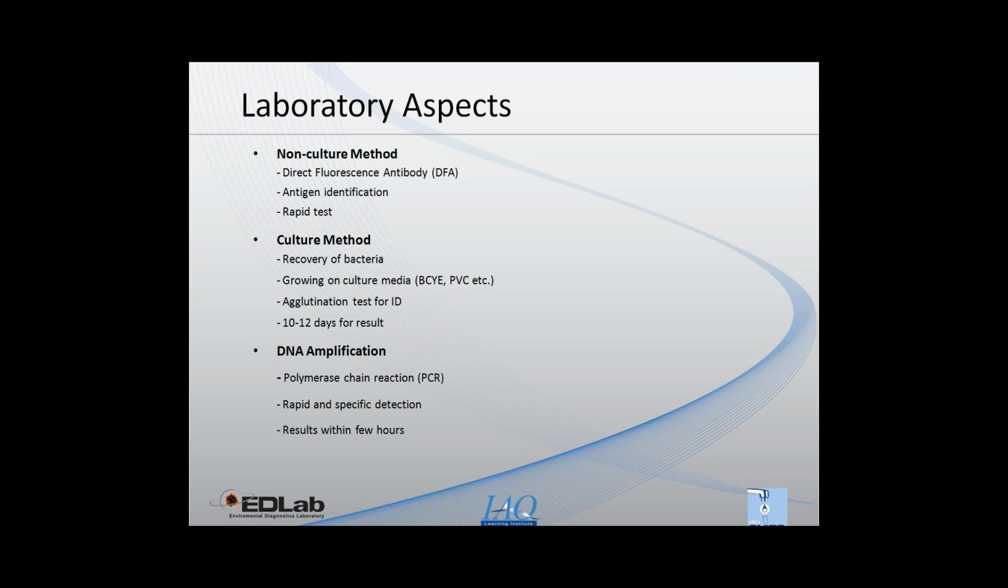The last way you can do it is through DNA amplification. You can use polymerase chain reaction, rapid and specific detection. This can give you results within a few hours. However, there isn't much literature or research done using this method, and so it may not always be the preferred method. And we'll go on to the next.